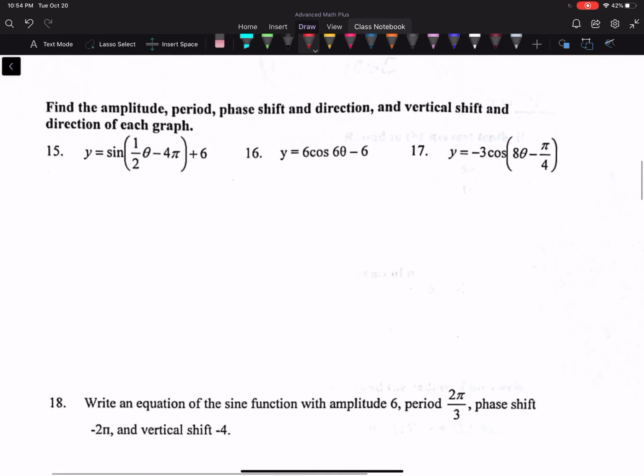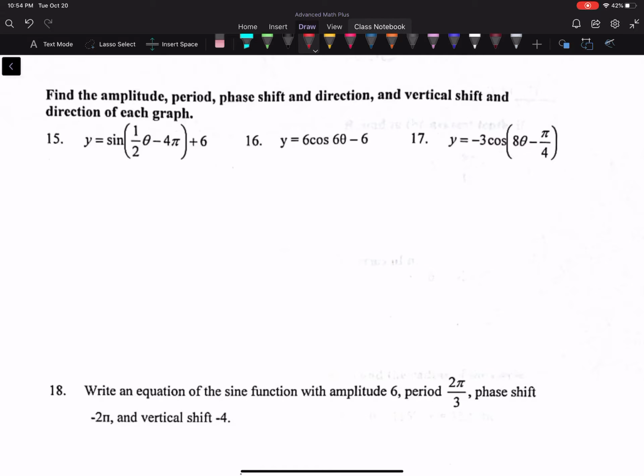All right, 15, 16, 17, we have to find the amplitude, the period, the phase shift and direction, and the vertical shift and direction of each graph. Amplitude is the number that's in front of your sine or cosine, so in this case it is 1. Your period is equal to 2 pi over k. Well, k is the part that's in front of the theta, so 2 pi over 1/2. If you multiply by the reciprocal, that is 4 pi, my period.